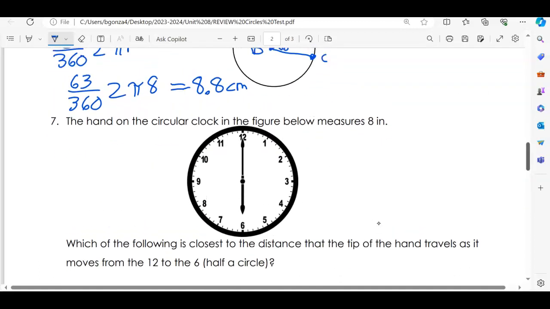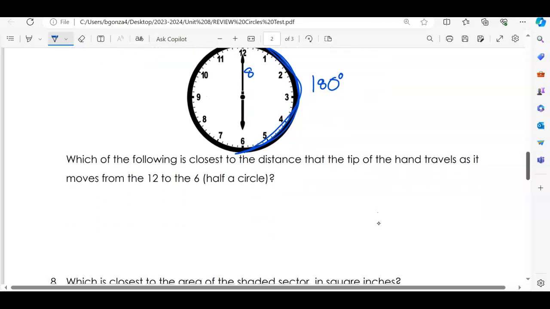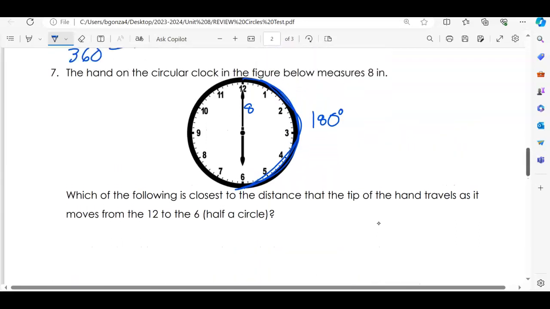Cool. The hand on the circular clock in the figure below measures 8 inches. Which of the following is closest to the distance the tip of the hand travels as it moves from 12 to 6, half a circle? How many degrees is half a circle? 180 degrees. So what are we doing? Which of the following is closest distance?